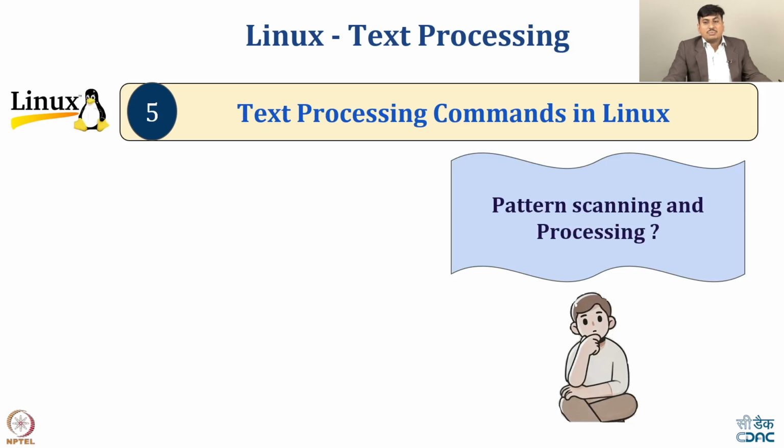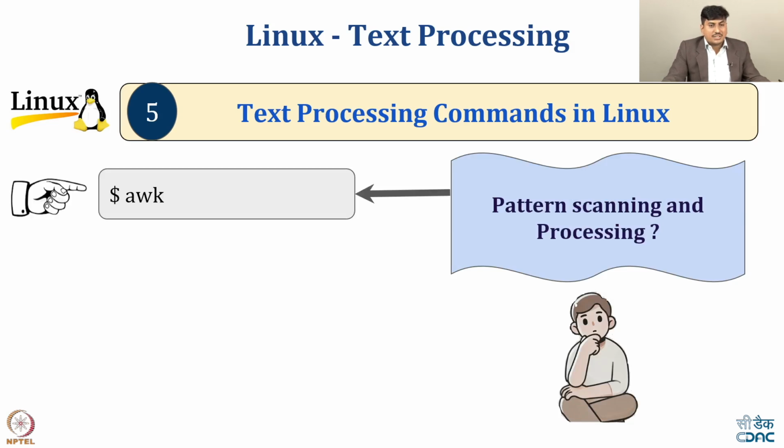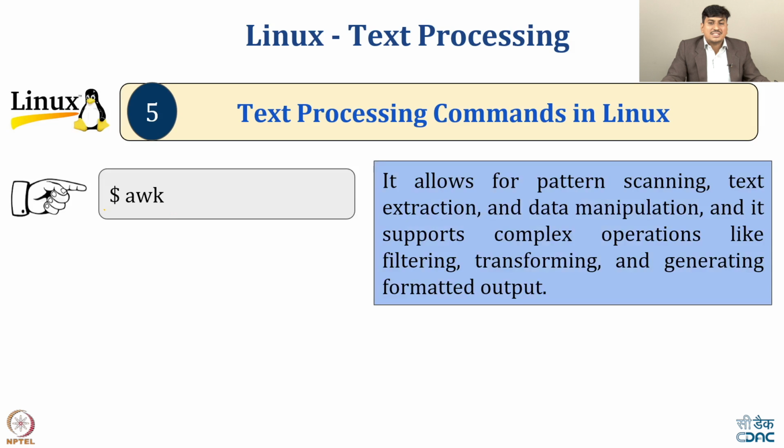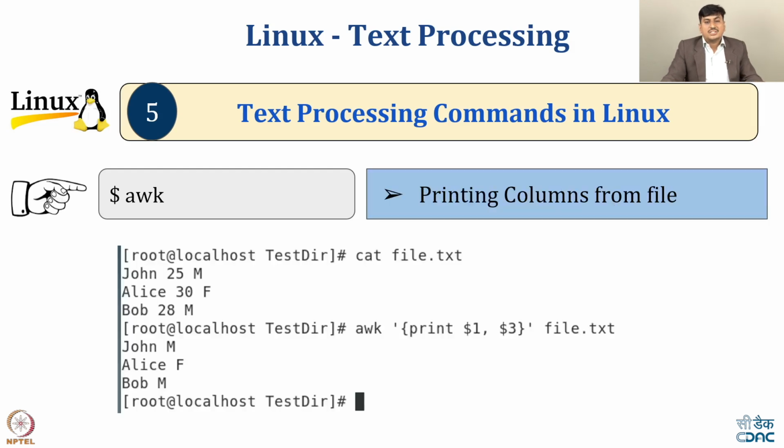Now, another important aspect is pattern scanning and pattern processing. For that purpose, we can use the AWK command. Basically, it allows pattern scanning, text extraction and data manipulation. It is a very useful tool while doing automations and while working with files in the Linux operating system. It supports different operations like filtering, transforming, generating formatted outputs and so many things. We will try to see some flavors of this utility here with some examples.